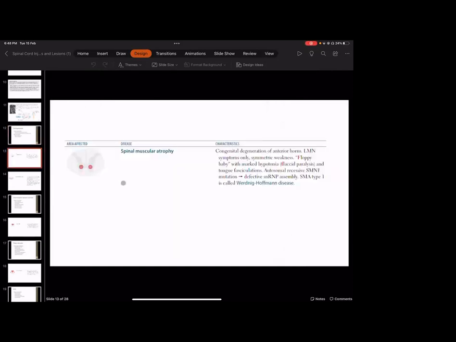Now you have spinal muscular atrophy. This syndrome and the next one are quite similar, okay? So this is Werdnig-Hoffmann disease, and basically what's happening is that you have the anterior horns affected. This is congenital degeneration of your anterior horn. So again, we've talked about this multiple times. What's it going to do? It's going to affect the anterior horn. It's going to cause lower motor neuron type of symptoms symmetrically, okay? And it's going to cause flaccid paralysis, and they present with tongue fasciculation.